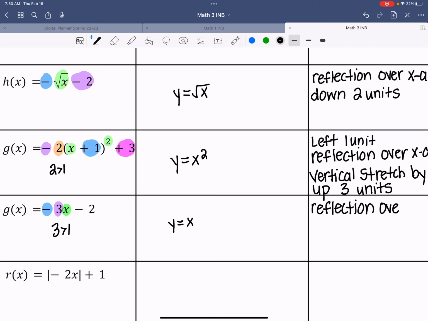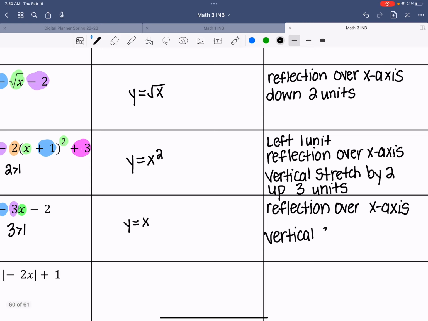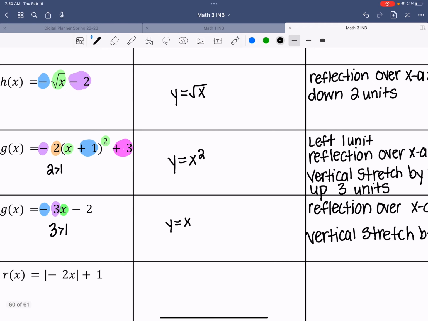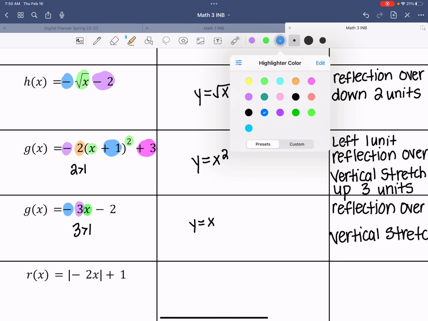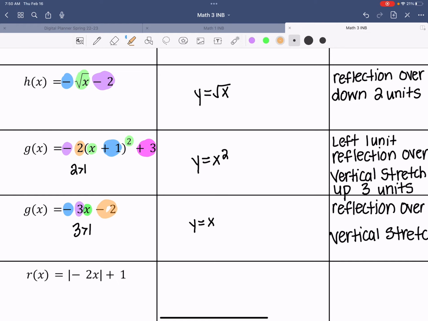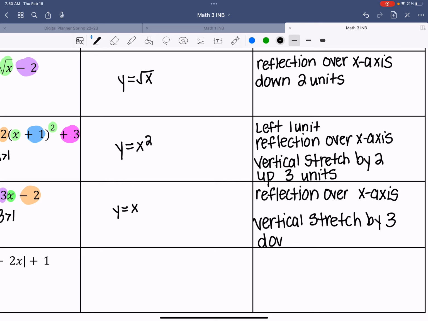And then after we have a reflection over the x-axis, we have a vertical stretch. And that vertical stretch is going to be by a value of 3. And then at the back, we have minus 2. So that minus 2 is going to be our k value, that up or down. And this is going to go down 2 units.